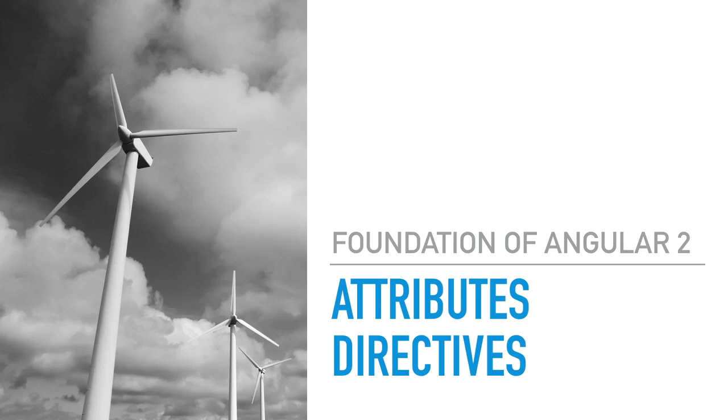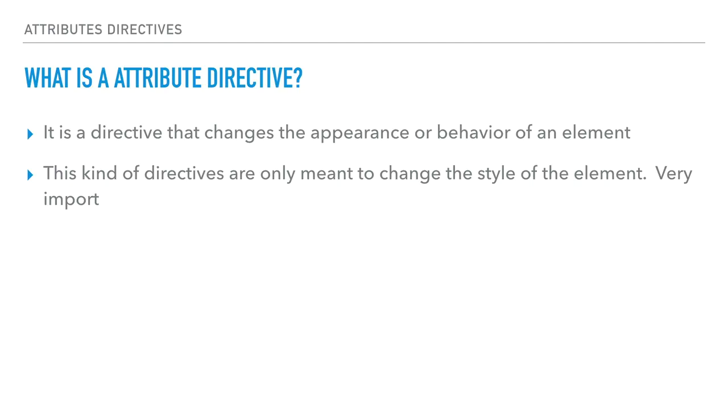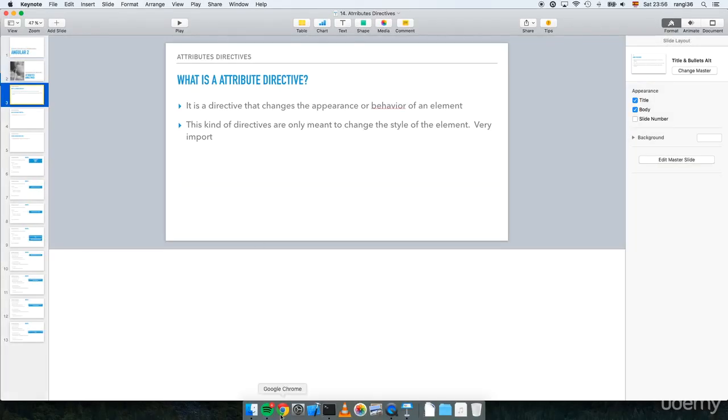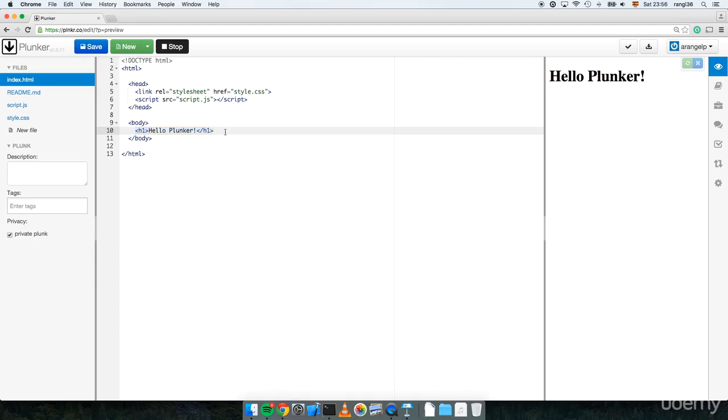In this part, we are going to talk about directives, in particular the attribute directives. What is a directive first? Well, a directive is a concept that came from Angular 1, and the idea behind this is that we can have in our HTML tags that are custom, and Angular will know how to hook them to a certain piece of code.